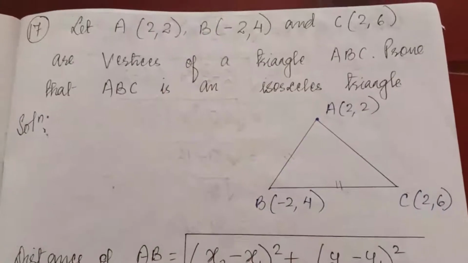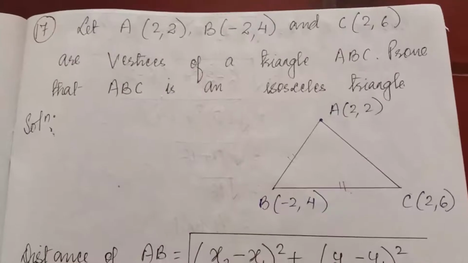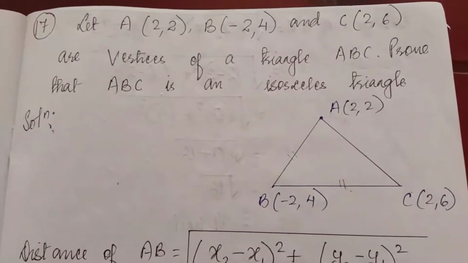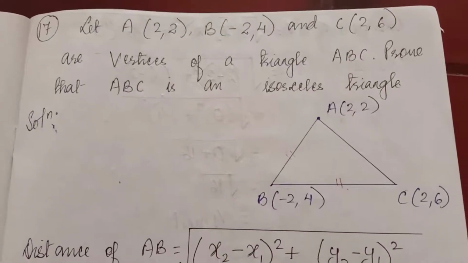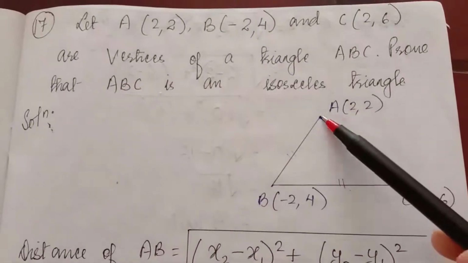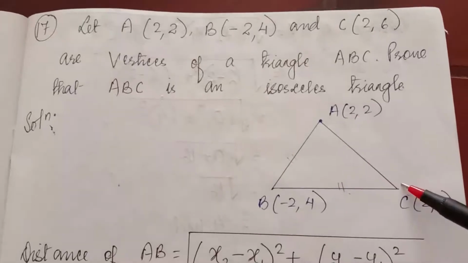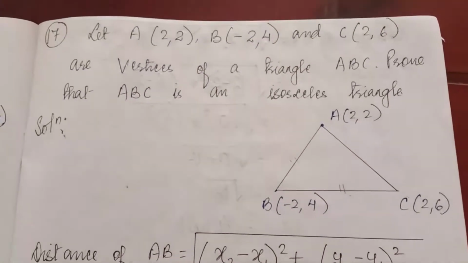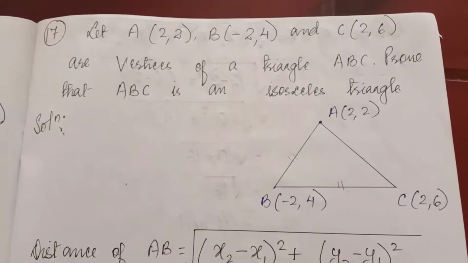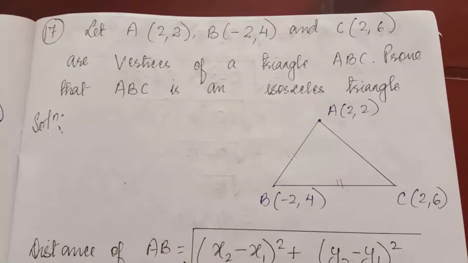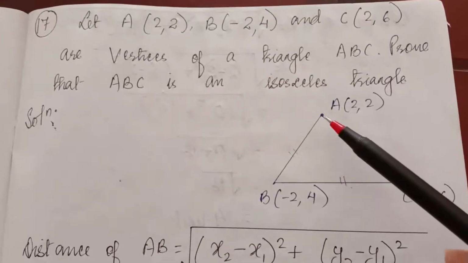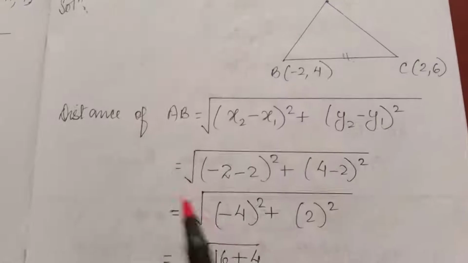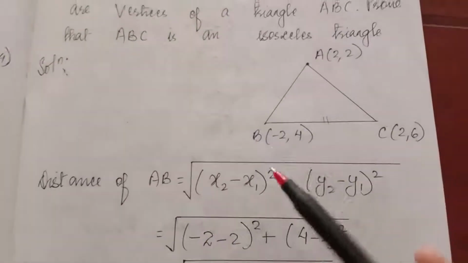So you know what an isosceles triangle is? A triangle whose 2 sides are equal. So to prove it is an isosceles triangle, first we will find the distances AB, BC and AC. If any 2 sides become equal, then yes, the 3 points form an isosceles triangle. So simply you have to find the distance AB, distance BC and distance AC.